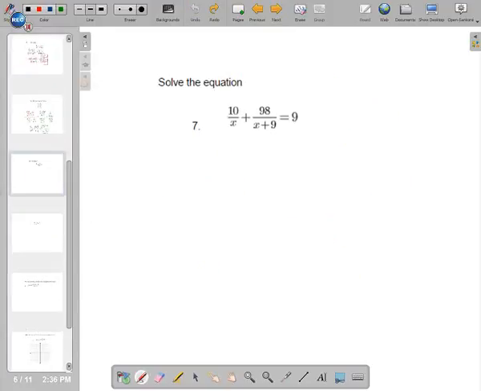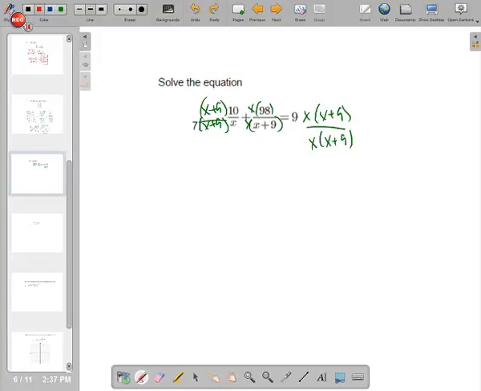Let's keep going. Solve the equation. You need to get a common denominator. I like to get a common denominator for all the terms. You don't have to do that, but I think it makes it a little bit easier. So I'm going to give this guy an x plus 9 in the top and bottom. This guy's going to need an x in the top and bottom, and this guy's going to need both x plus 9 over x plus 9.